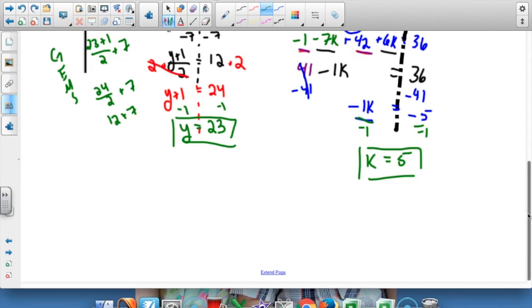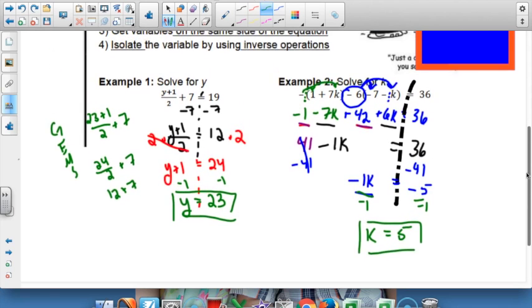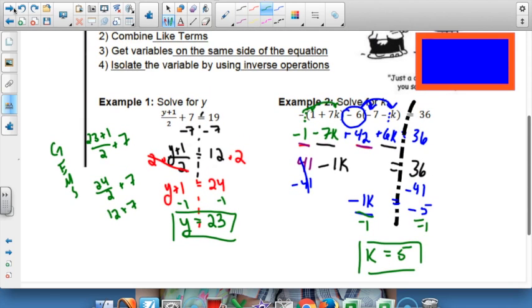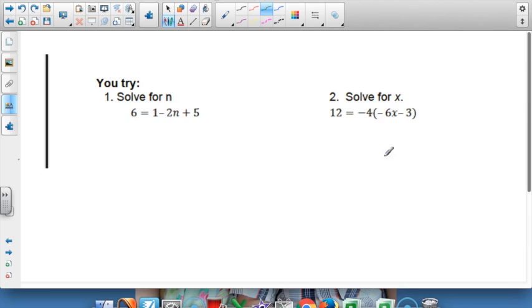If you want, you can go back in and plug that into your original problem and make sure it's the right answer, and then you're all done. So go ahead and try a couple. These don't look as complicated as the ones I did, so you should be good, and I'll see you back on the other side.